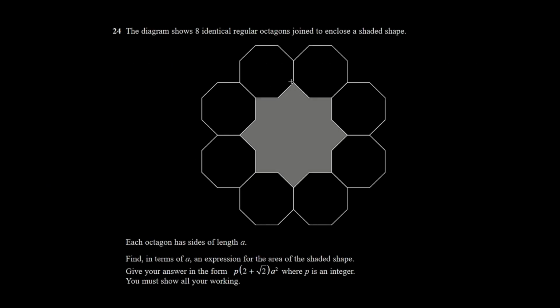Question 24 offers us a complex geometric shape. Each of these individual shapes here around the edge are octagons, and we're supposed to find the area of the shaded area given that each length of the side of the octagon is length A. So let's have a go at it.